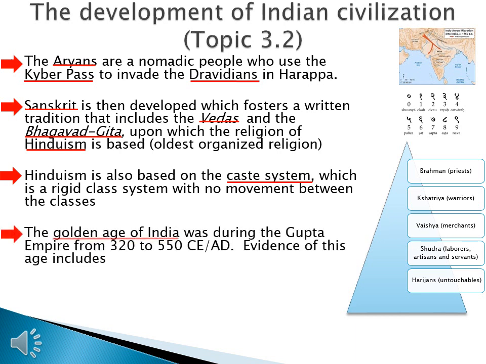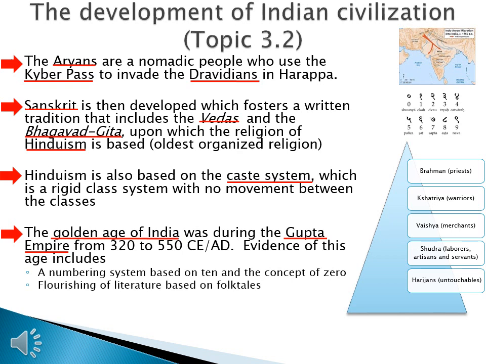Finally, the Golden Age of India. The high point in civilization in India was during the Gupta Empire from 320 to 550 CE. And evidence of this age includes a numbering system based on 10 and the concept of zero. Remember Zero the hero? Flourishing of literature based on folk tales, and the development of medicine, mathematics, science, and astronomy. Go to the next slide.